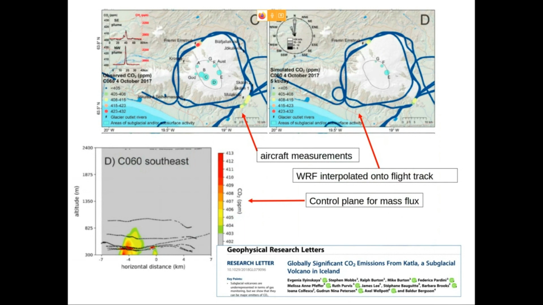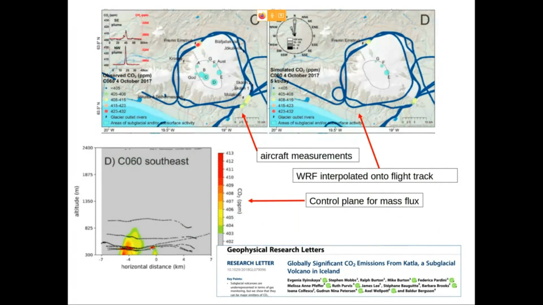So the top left-hand plot are the actual aircraft measurements, where there's a red or an orange, a warm colour with high levels of CO2, and on the right-hand panel are the WRF measurements interpolated onto the flight track. So I think it probably did quite a good job, really.